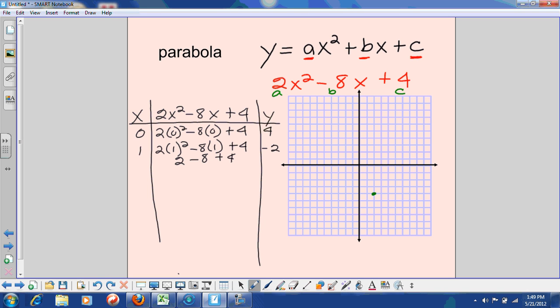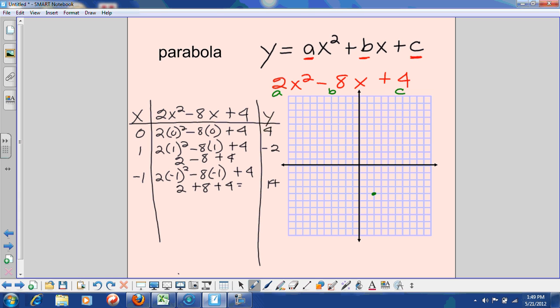That's our second point. Our third point, let's plug in negative 1. So I've got 2 times negative 1 minus 8 times negative 1. Remember, minus and negative are the same thing, plus 4. So that will give us negative 1 times negative 1 is positive 1, times 2 is 2. Negative times a negative is a positive. Bring down the 4, and that gives us a total of 14.